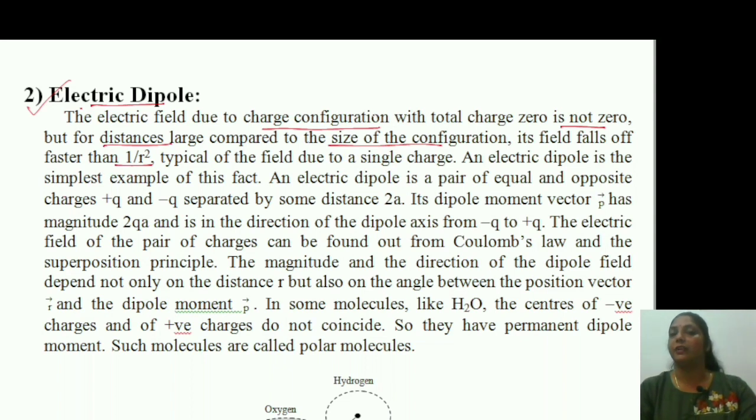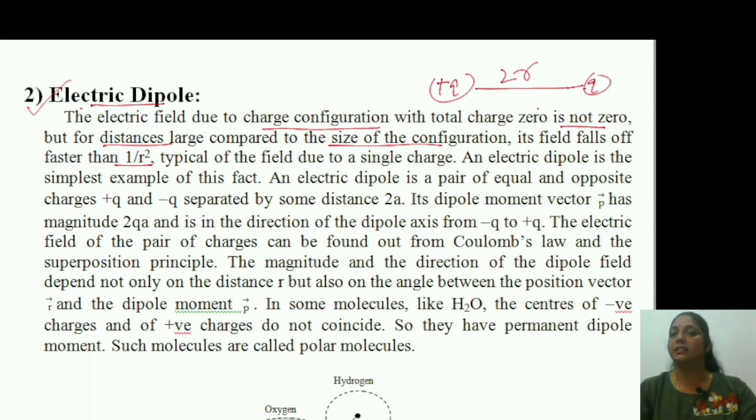The electric, what is written here? If total charge is 0, like a dipole. What is a dipole? It is a system of two equal and opposite charges. One is plus q and the other is minus q, and the separation distance between these two is, suppose, twice r.